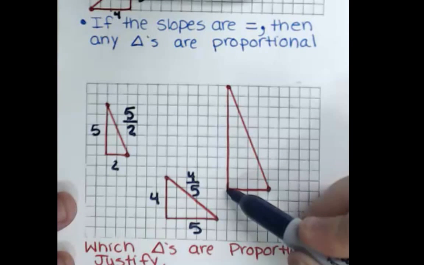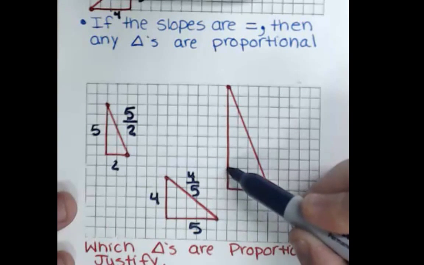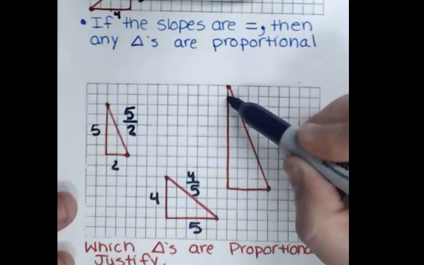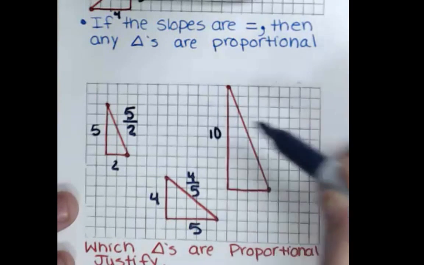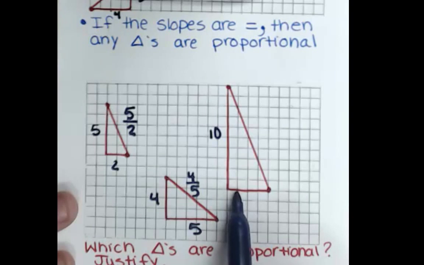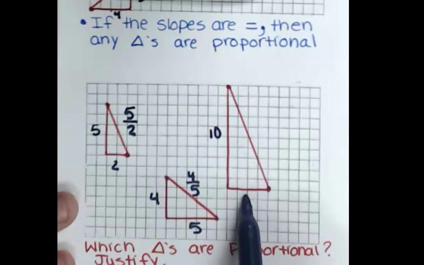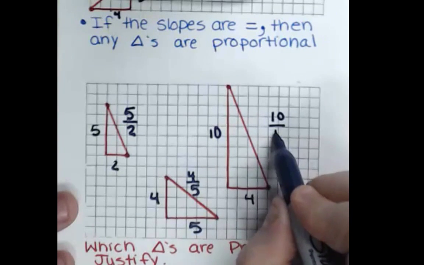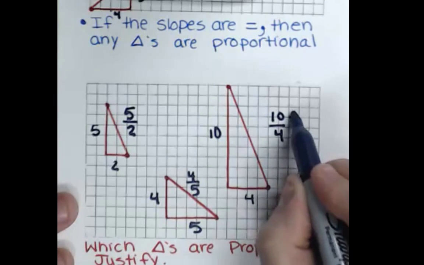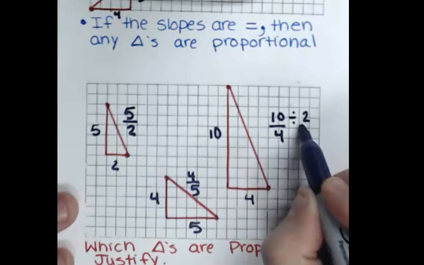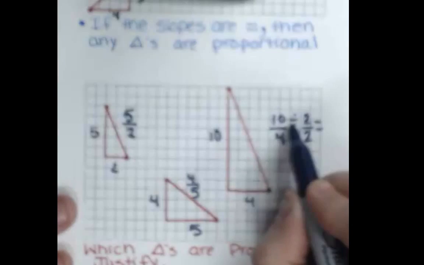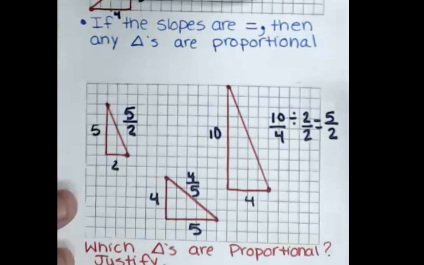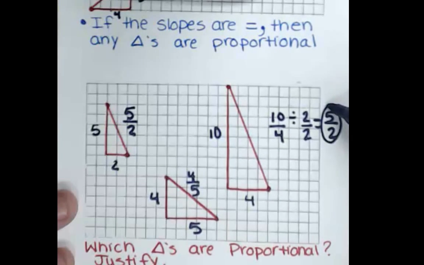This third triangle has a rise of 1, 2, 3, 4, 5, 6, 7, 8, 9, 10. A run of 1, 2, 3, 4. Therefore, the slope of this line is 10 divided by 4. Simplified, 10 divided by 2 is 5. 4 divided by 2 is 2. And we see that this slope is 5/2.